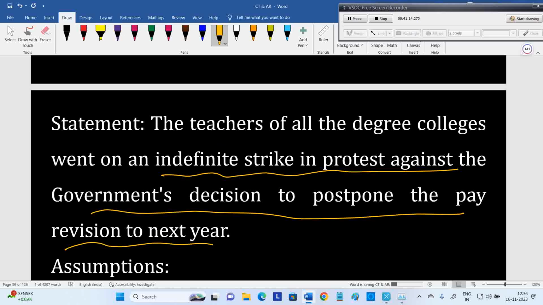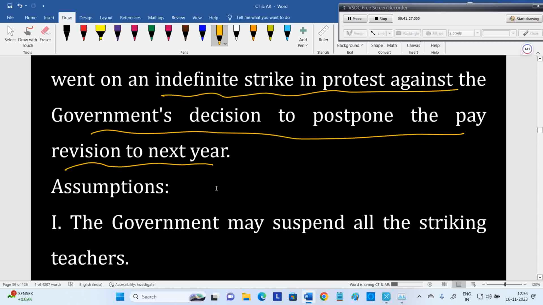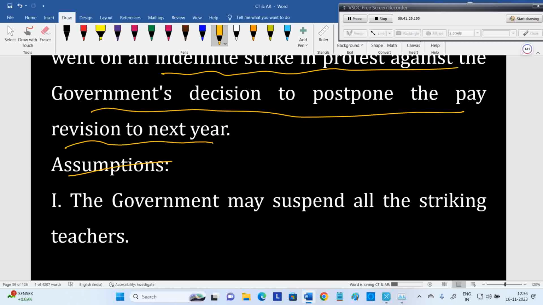They want to revise the pay, but they postpone it to next year. So the teachers want to go on strike against that. Now, this is actually a course of action. They made it as an assumption, but if you see this, it actually comes under course of action.